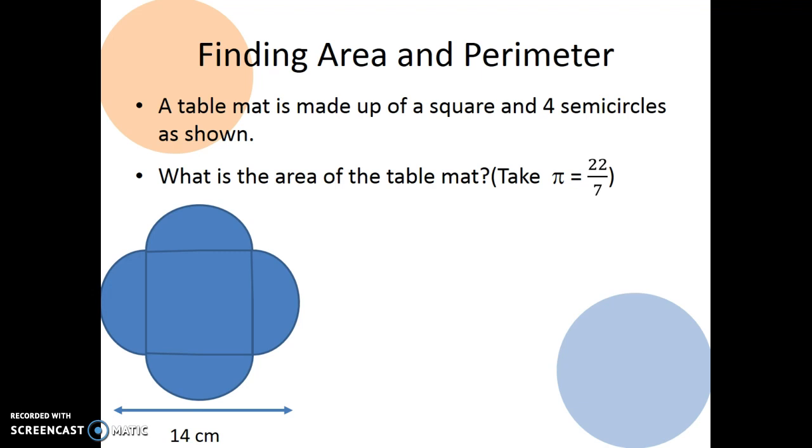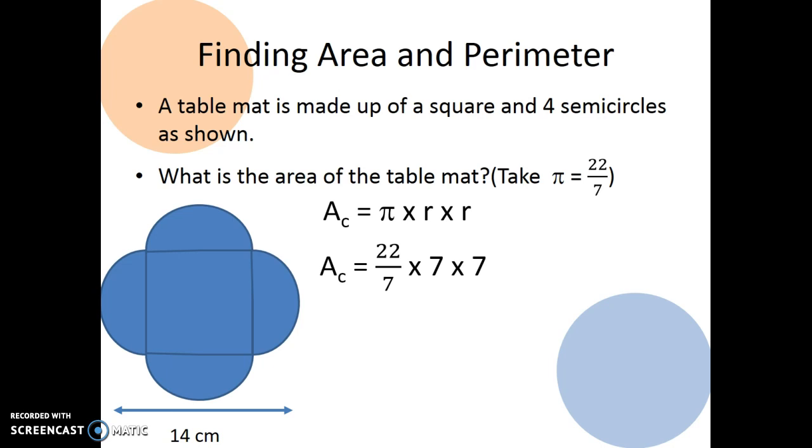Okay, so here we have a table mat made up of a square and 4 semicircles, and we want to find the area. As we think through this problem, we obviously need to find the area of the semicircles separately from the area of the square, and then add them all together. Now, if I have 4 semicircles, that means that I have 2 circles. So I can multiply my formula times 2, or I can do that at the end. I'm going to do that at the end this time.